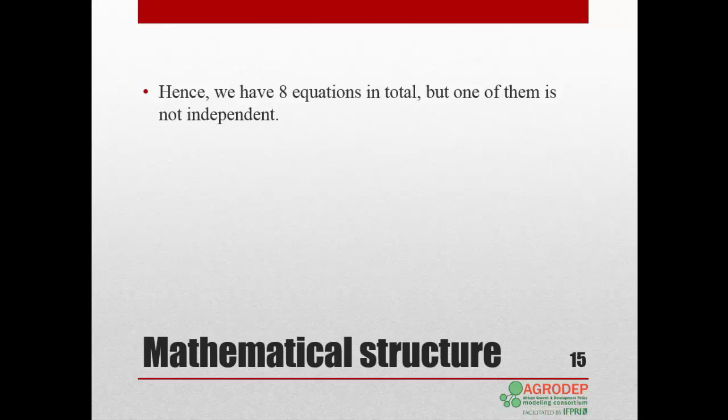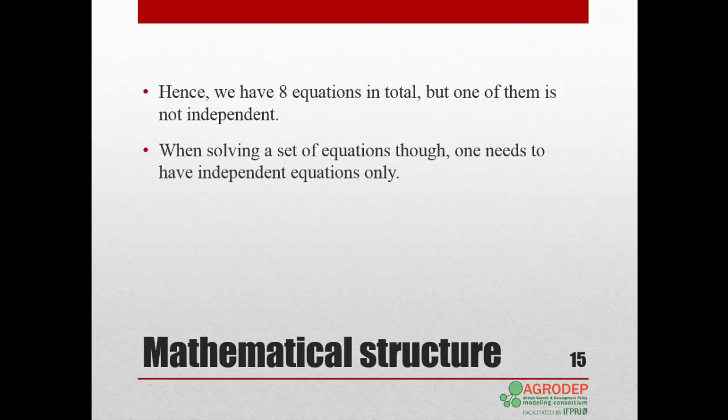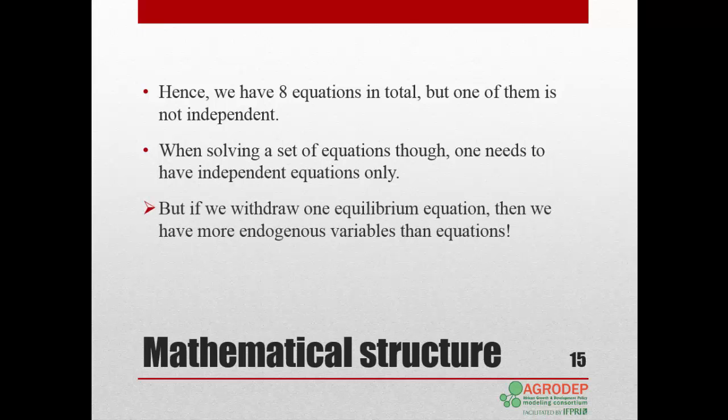We have just shown that in our model of 8 equations, if 7 are verified, then the 8th one is verified, meaning we have 7 independent equations. When solving a system of simultaneously linear equations, equations must be independent in order to give a unique solution. But if we withdraw one equilibrium equation, we will have 7 equations but 8 endogenous variables. We will end up with a model that is not square.